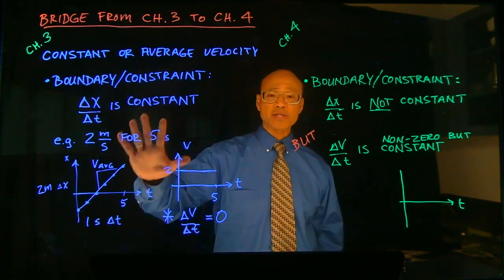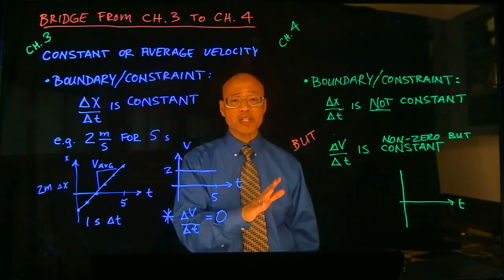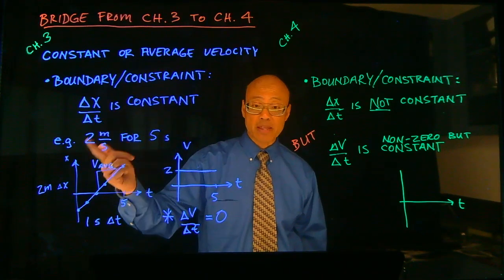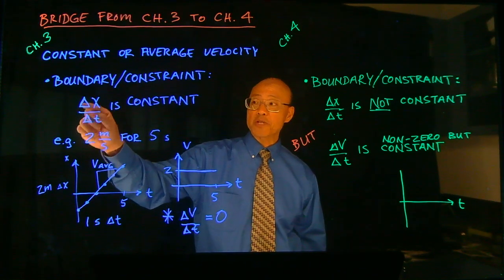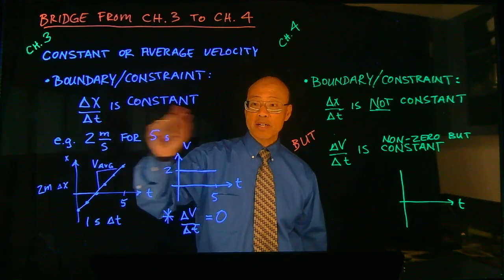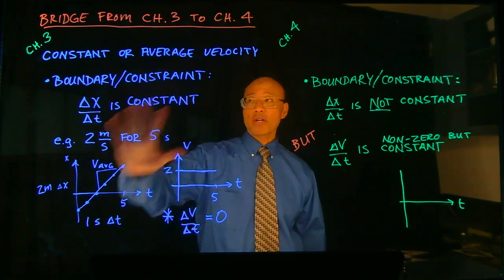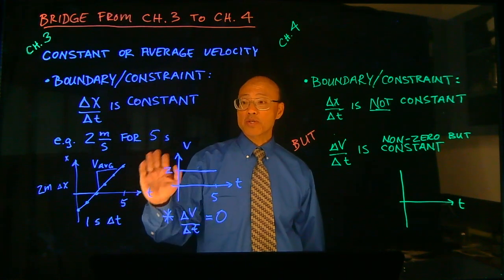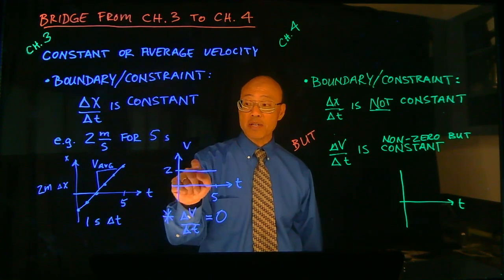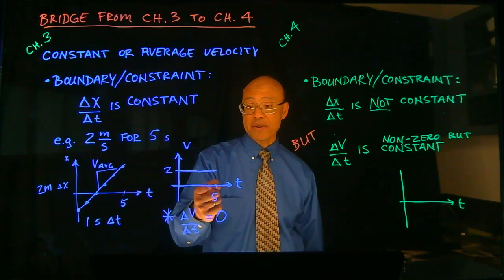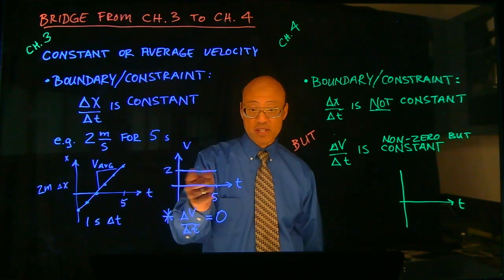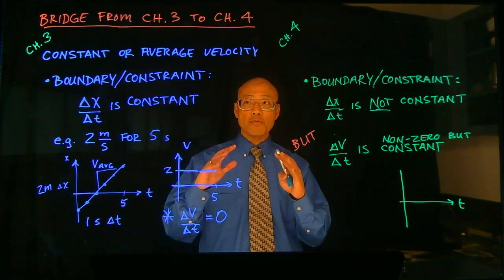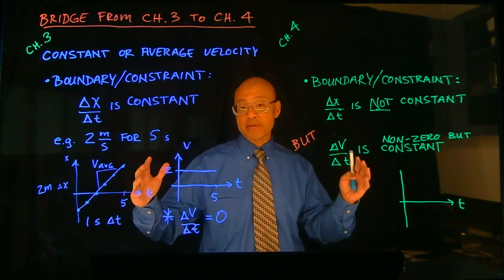Chapter 4. To understand Chapter 4, to appreciate Chapter 4, let's look at the boundary constraint for Chapter 3. I'll express it mathematically, which is that this ratio of displacement for a certain amount of time is constant. That was the model of Chapter 3. So all it could tell us was average velocity. It was only good at modeling constant velocity, because the average velocity during the 5 seconds is this constant velocity of 2 meters per second. Okay.